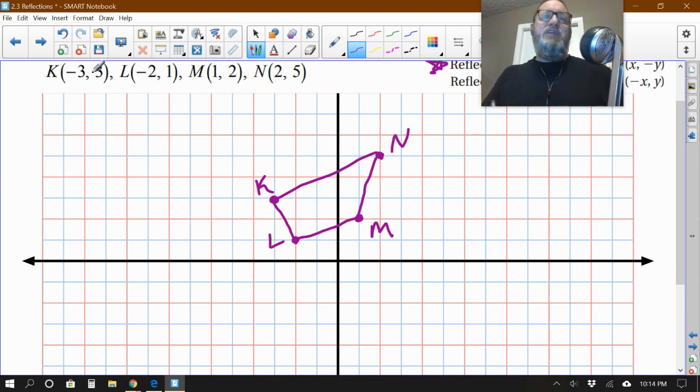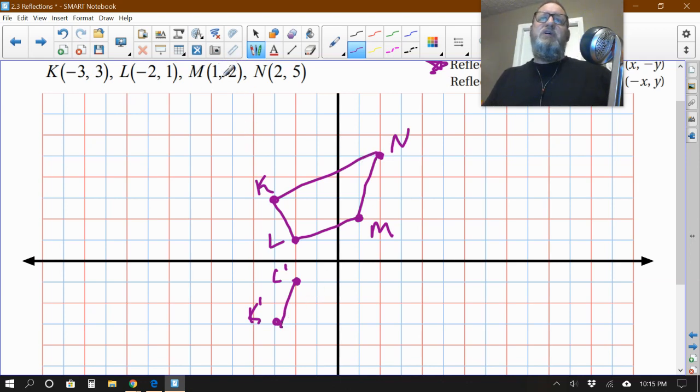So to get this new K prime, the same x, but the opposite of y. So that would be negative 3, negative 3. So 3 to the left and down 3. There's my K prime. L prime, keep the x and change the y to the opposite. So that would be negative 2, negative 1. There's L prime. Connect those.